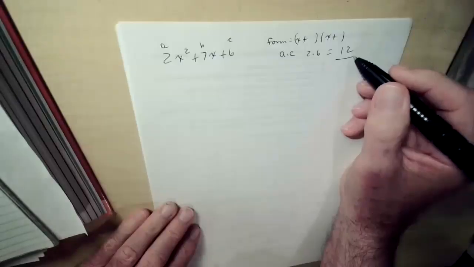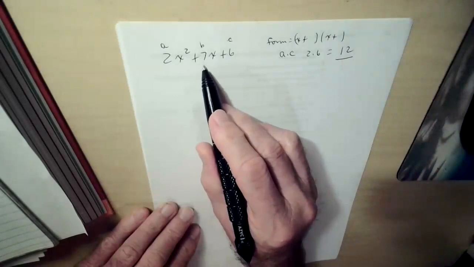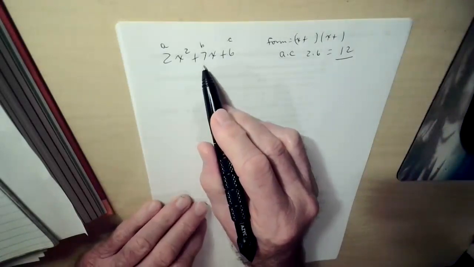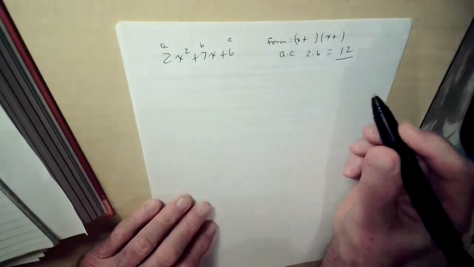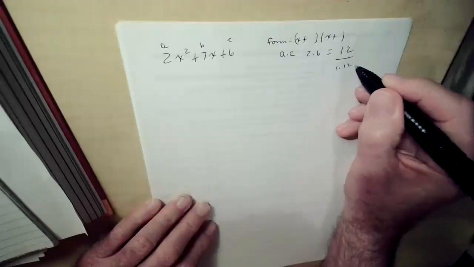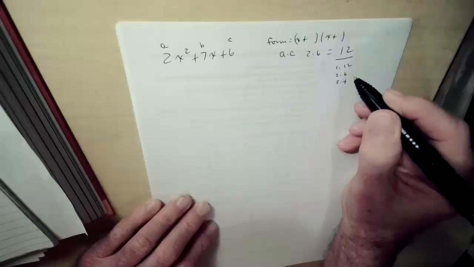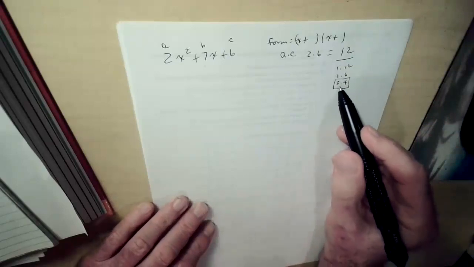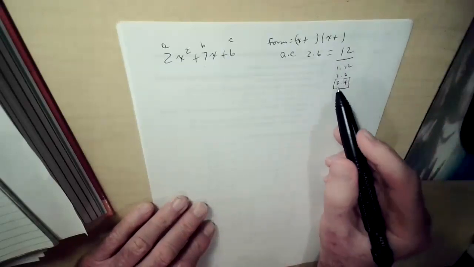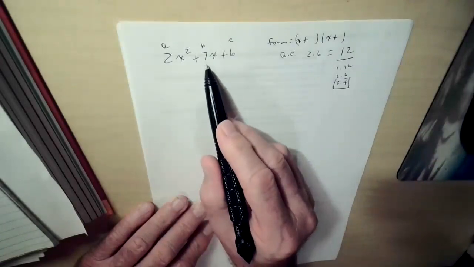Now, we want the factors of 12 that add up to 7, just like we did in the other form. 1 times 12, 2 times 6, 3 times 4. There it is. 3 times 4 is 12, and 3 plus 4 is 7.